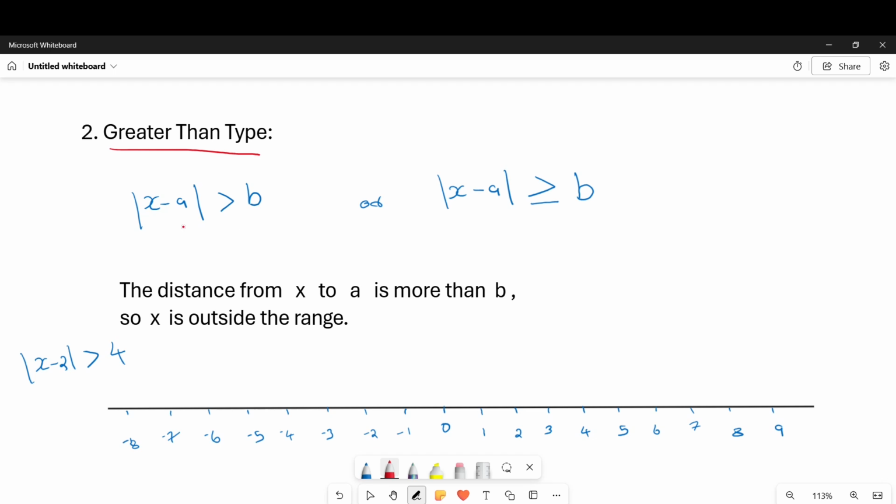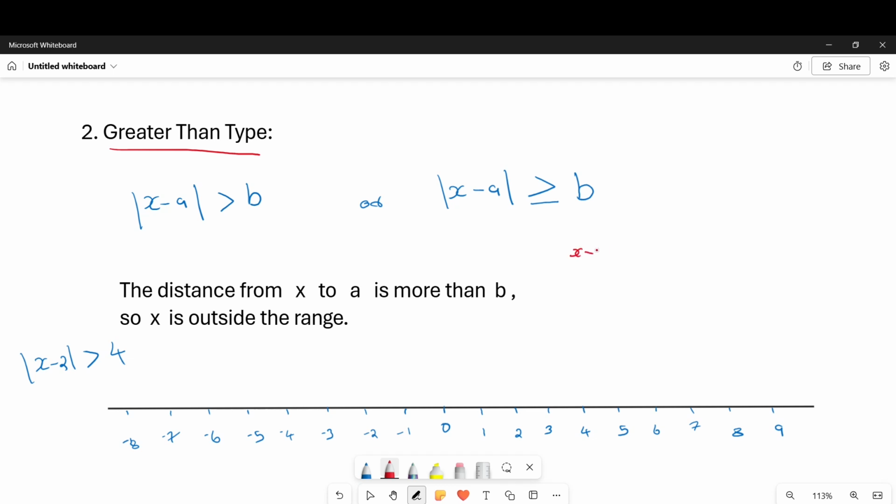Open the absolute value sign, consider the two cases, solve separately, find the possible x values, and merge them using a union symbol. Here is an example: the absolute value of x minus 2 greater than 4. While solving this, we need to take two conditions.